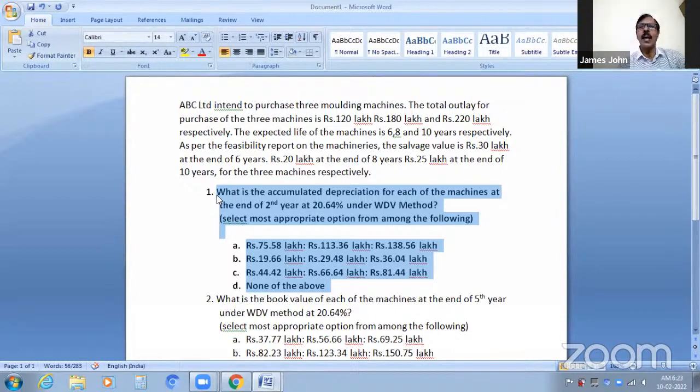If accumulated depreciation is the question, what is A? In the formula I have given you, A is equal to P into (1 minus R) the whole raised to n. What is A? A is the book value. If you want depreciation, you have to subtract the book value from the original cost. Is it clear? Yes, sir. Please go ahead.